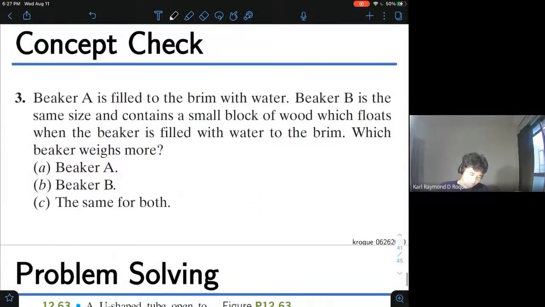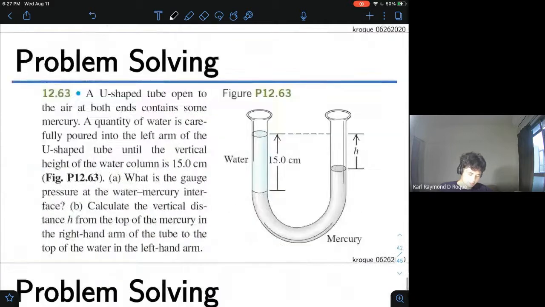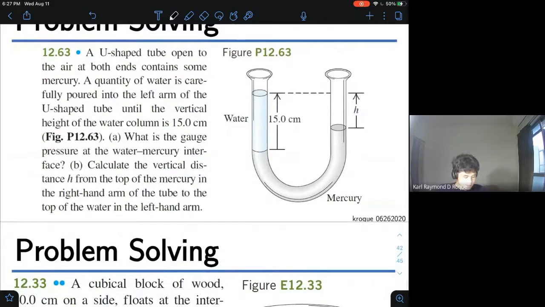Last one. Actually, skip natin yan. Okay. Sige. Ito. Classic problem. Letter A, what is the gauge pressure here? Diyan. Ano rin yung gauge pressure dyan? Letter B, calculate this. Teka, maghahanap ako ng density. Pero you can start na. Go ahead.